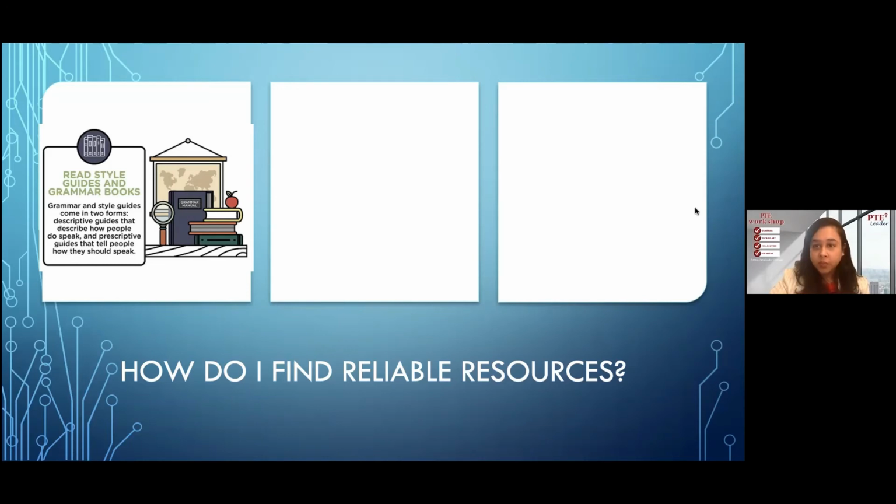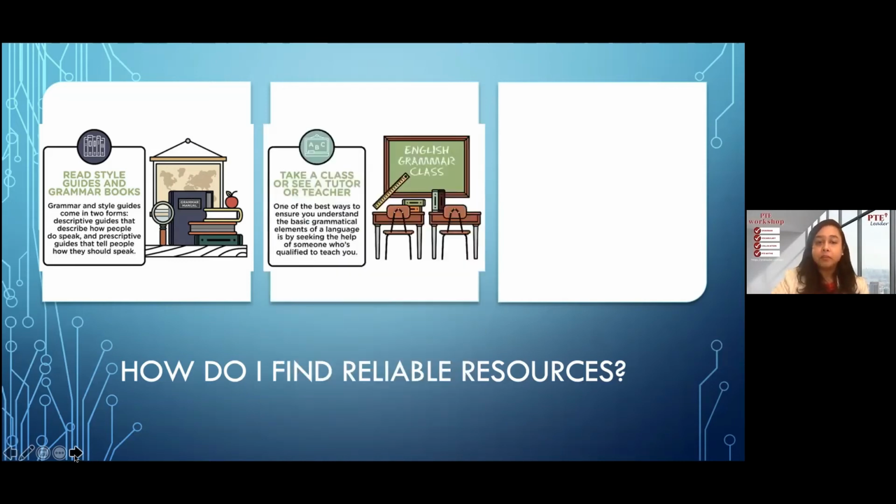Okay. So we were on the topic of reliable resources. So yeah, reading style guides and grammar books are really authentic resources to improve your grammar. Take a class or see a tutor or a teacher. Now, yes, obviously, if you learn from someone who knows it all, that is going to be really helpful for you. All right.